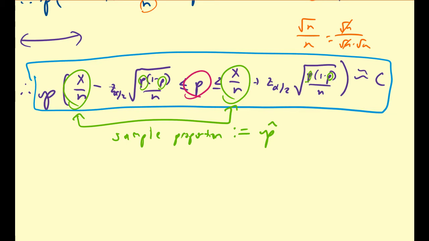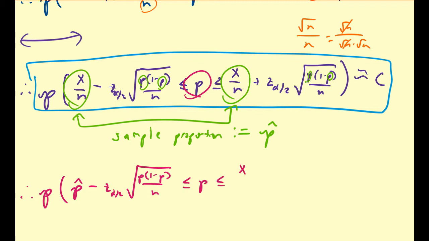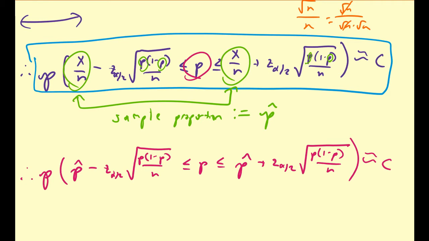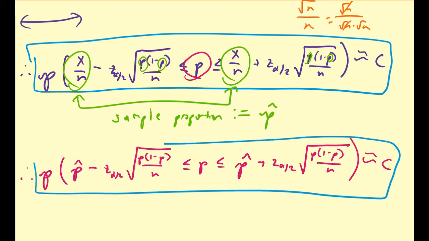So once I rewrite that, what do I get? That's going to be the probability that the sample proportion minus z alpha over 2 times the square root of p(1 minus p) over n is less than or equal to p, less than or equal to my sample proportion, p hat, plus z alpha over 2 times the square root of p(1 minus p) over n, and this is going to be approximately equal to c. All right, so this gives us something a little bit more useful. The sample proportion is the proportion of people in your sample that satisfy your criteria. So that's pretty much the middle of this confidence interval.